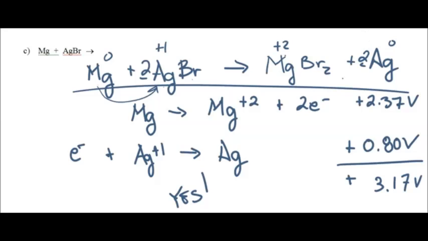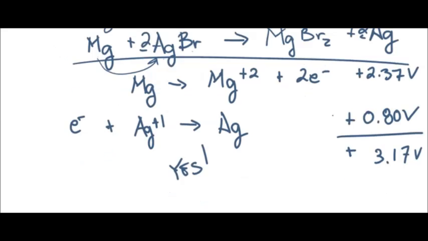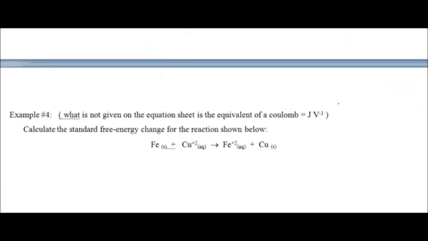Okay. So again, when we're looking at these types of half reactions, one will always be oxidized. The other will always be reduced. You can't have 2 oxidation reactions in the same problem. You can't have 2 reduction reactions in the same problem. So one thing has to be oxidized, the other has to be reduced.